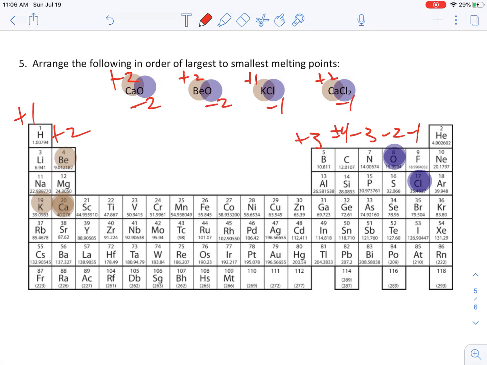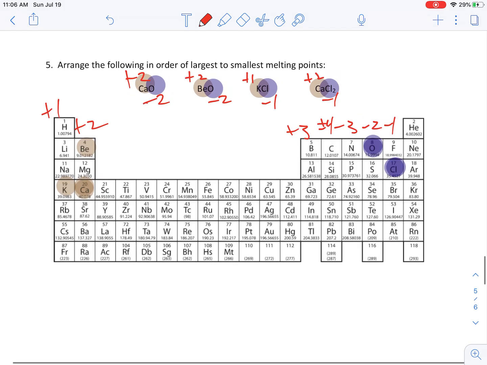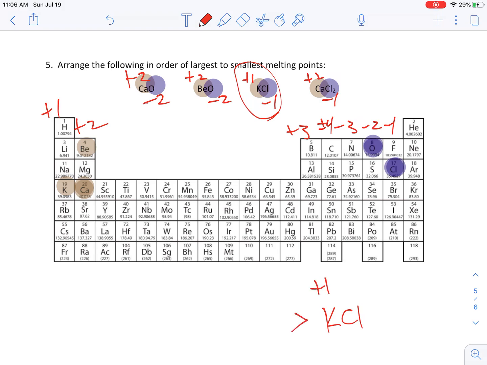So it's pretty obvious which of these guys is the weakest of them, because the potassium chloride has the weakest cationic charge and the weakest anionic charge. So potassium chloride is going to be weaker than anything else. This guy is the weakest because he's got the weakest charges. And again, they want them in order of largest to smallest. So KCl should be the weakest of them.